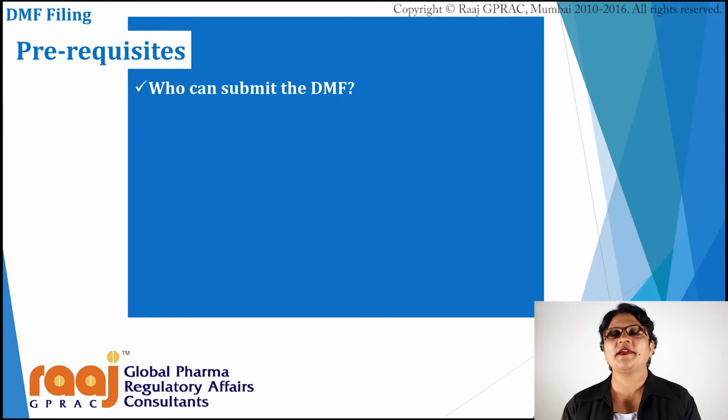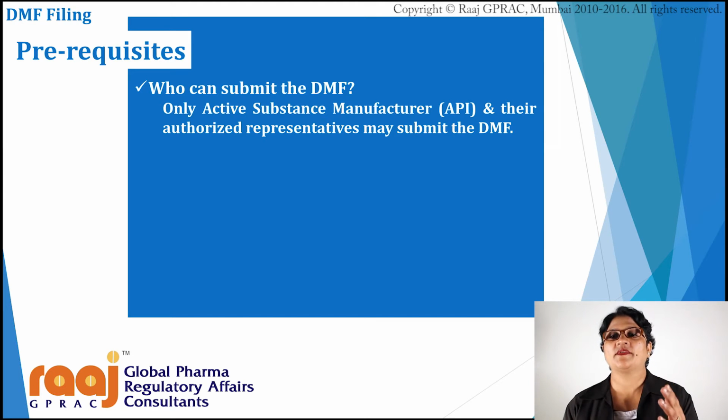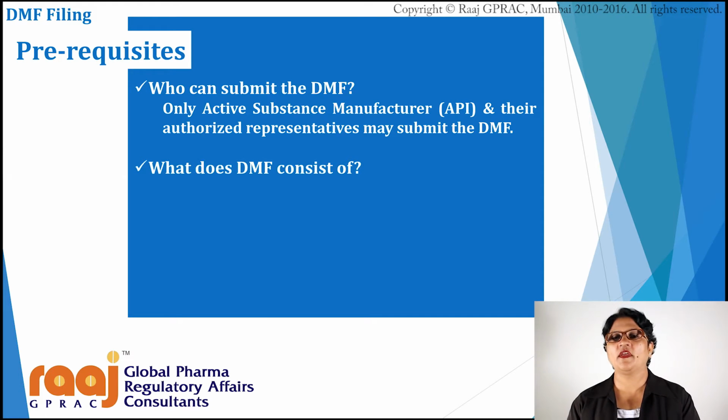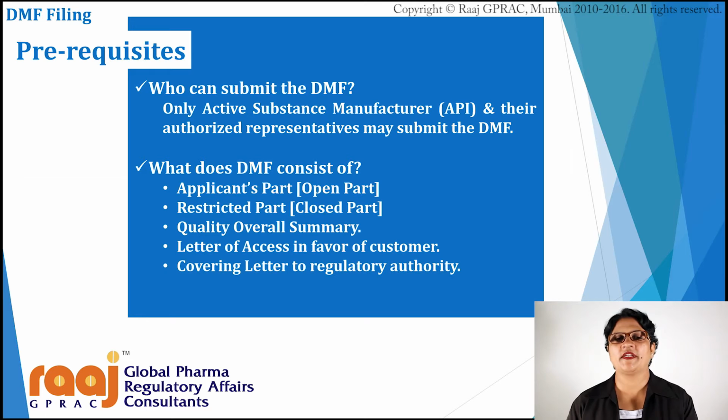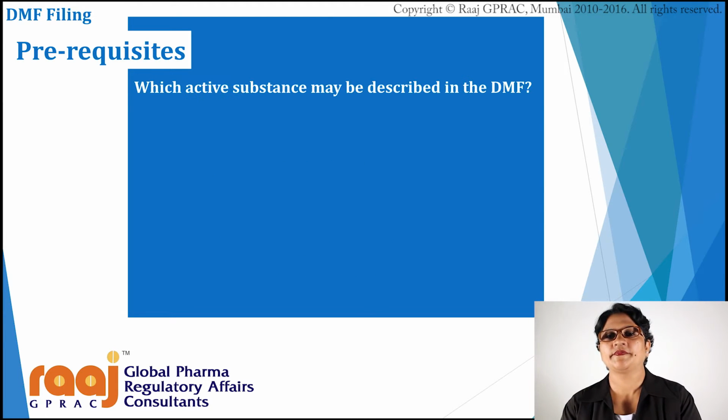Who can submit the DMF? Only active substance manufacturer and their authorized representatives may submit the DMF. So what does DMF consist of? It consists of applicant's part, that is open part, restricted part, that is closed part, quality overall summary, letter of access in favor of customer, covering letter to regulatory authority.